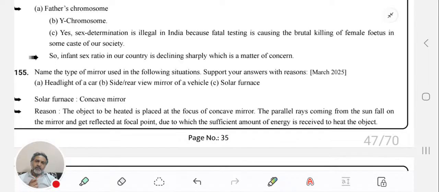So the infant sex ratio in our country is declining sharply, which is a matter of concern.